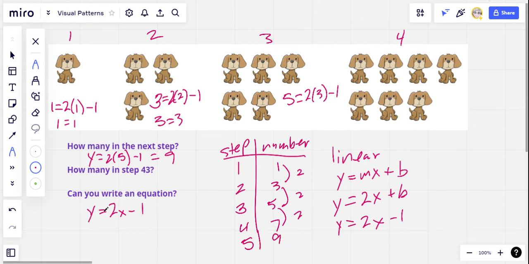Now this equation comes in really handy when we're trying to figure out step 43. So we can say y equals 2 times step 43 minus 1. 2 times 43 is 86. So that's 86 minus 1, or 85 puppies in step 43.